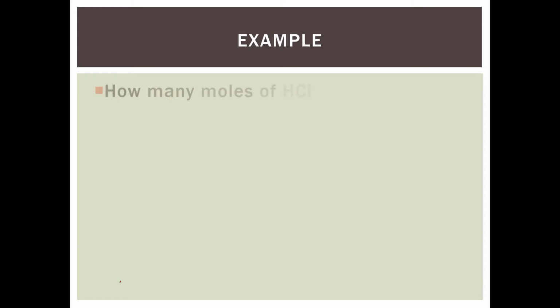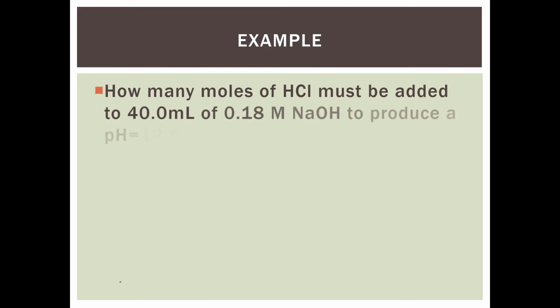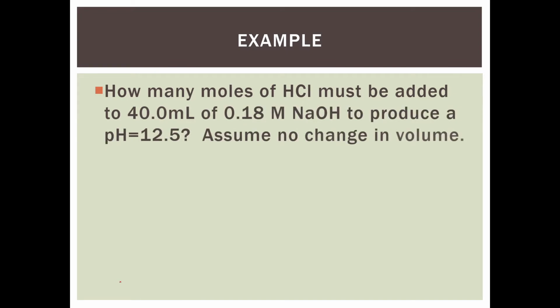In this example, it's asking us how many moles of HCl we must add to this solution, 40 milliliters of 0.18 molar NaOH, to produce a pH of 12.5. We're going to assume no change in volume, otherwise we'd have to change some of the calculations. So we're going to stick with a volume of this, and pretend the volume doesn't change as we add moles of HCl.